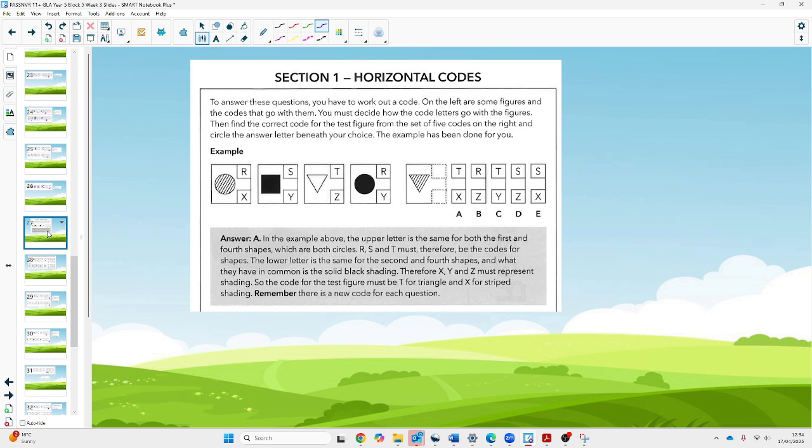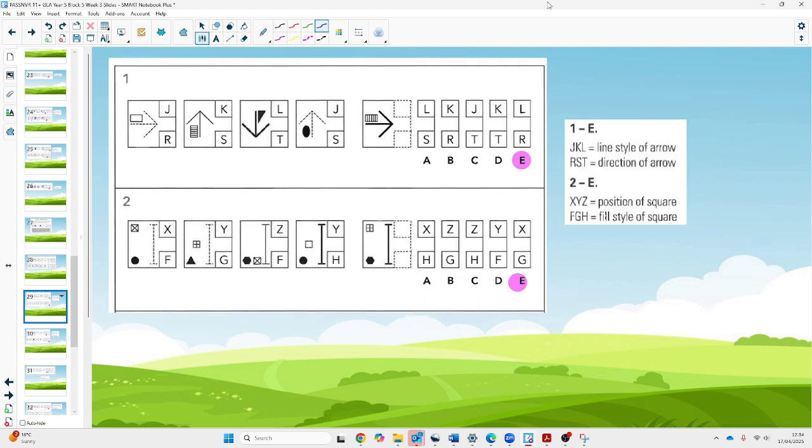This is section 1 of paper 3, and this is horizontal codes again. So we're going to go straight into it and spend some time talking about how to achieve the answers again, referring to that mnemonic, which I think is so important. So looking along the top row, we've got J, K, L, and this is the line style of the arrow. We require an L, and then if we look at the bottom letters, that's the direction of the arrow, so therefore it's R, LR. We're not that interested then in that little shape at all, again just a distractor.